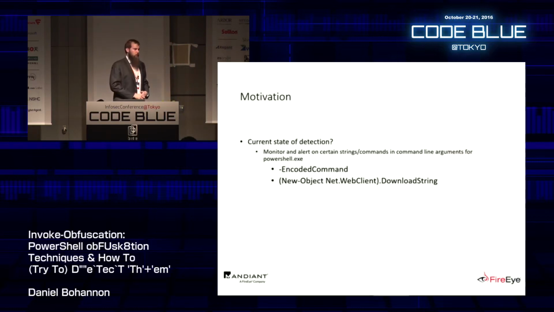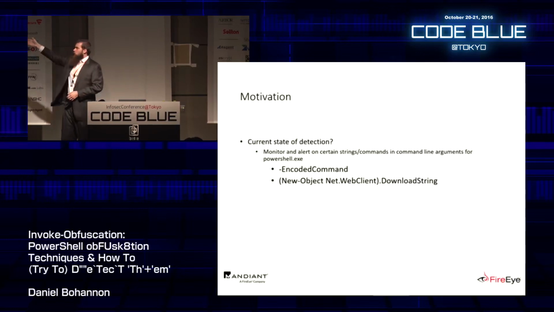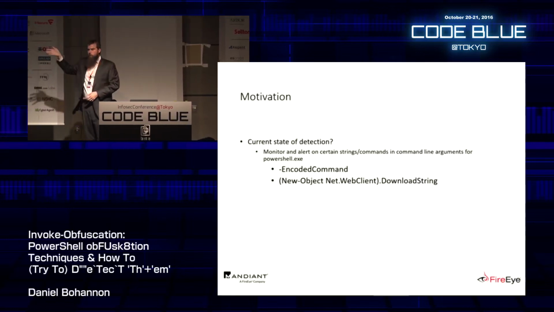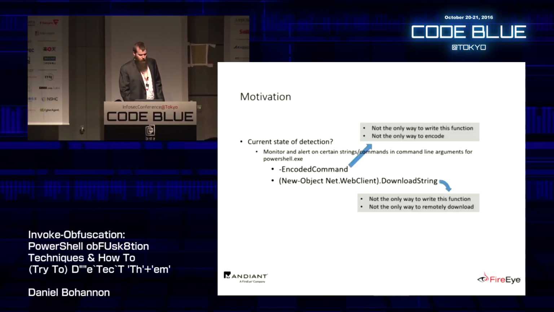So, the current state of detection: a lot of tools, a lot of techniques do just that. They look for whenever PowerShell.exe is launched, what are the command line arguments? And the two biggest things that we see attackers using are this encoded command, which allows you to have a base 64 encoded command, and also this remote download cradle, this remote download command. These are the two things that we see attackers use most often in our investigations.